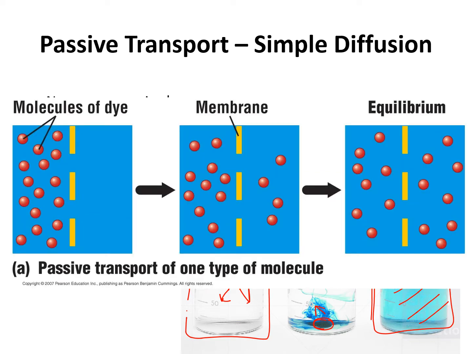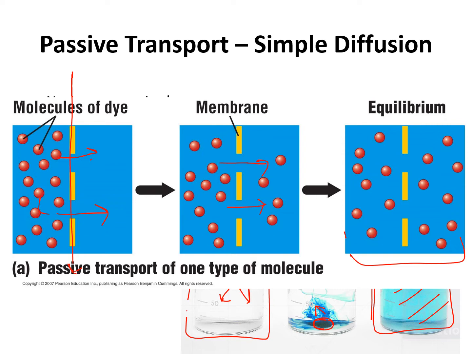Simple diffusion can occur across a cell membrane. So if this yellow line here represents the cell membrane, and if you have molecules that are small enough to diffuse directly across the cell membrane, then eventually those molecules will move from the area of high concentration to an area of low concentration. So over time, these molecules will start to randomly diffuse across the membrane until you reach equilibrium, where the concentration on both sides of the membrane is equal.